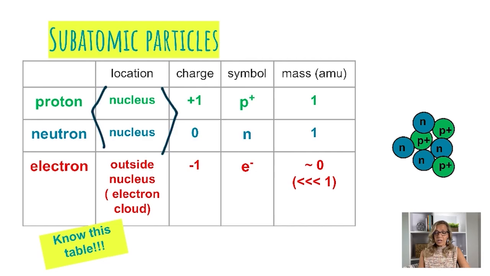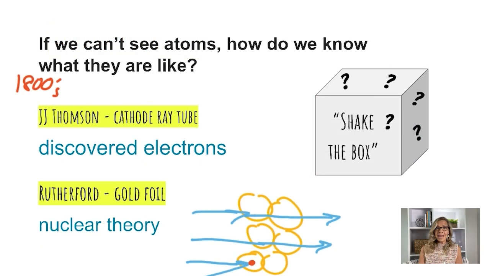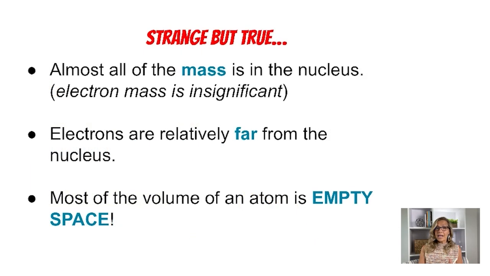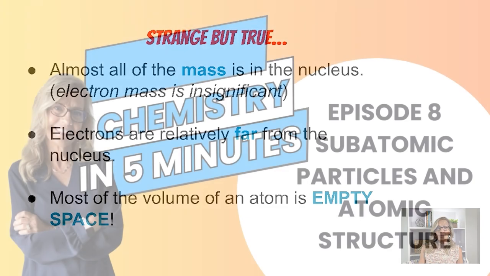The symbol for proton, I like to use a P with a plus, something massive, which is our nucleus. The mass of the electrons is insignificant, but the electrons give most of the volume of an atom.